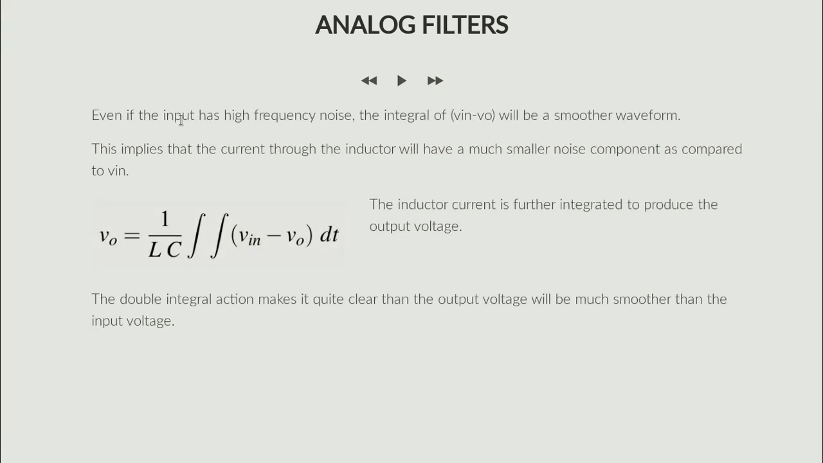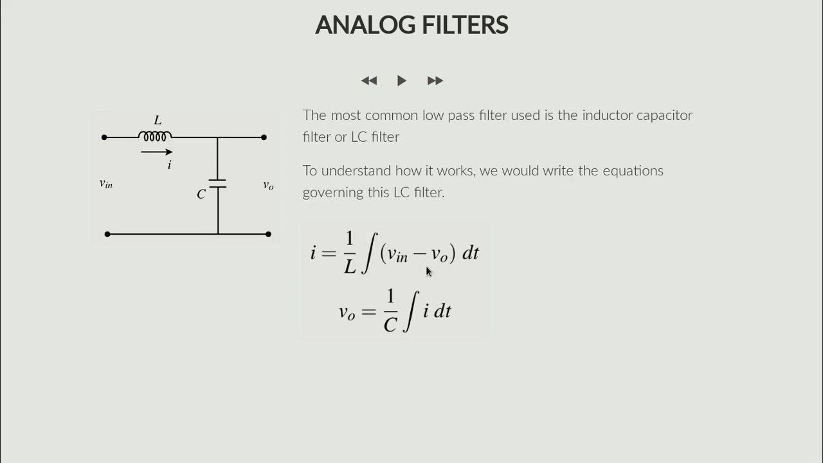As I've already said before, the nature of the integral is to smoothen your waveform. Even if the input has high frequency noise, the integral of Vin minus Vo will be a smoother waveform, because integration is an accumulation over time, and when you accumulate over time, the smaller fluctuations get smoothened out. So because of this integral action, even if Vin has high frequency noise, the current is going to be much smoother than the input voltage. It will still have some noise, but the noise component is going to be much smaller than in the input voltage. That is the nature of this integral.